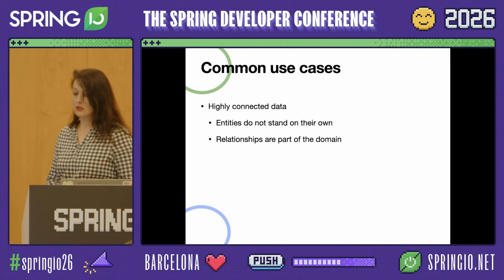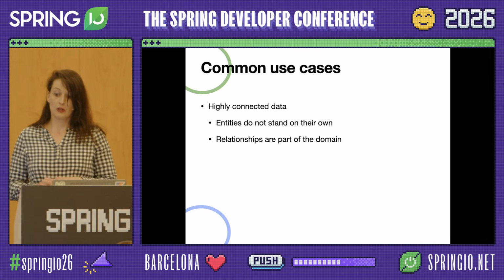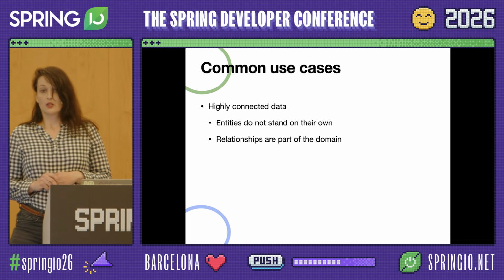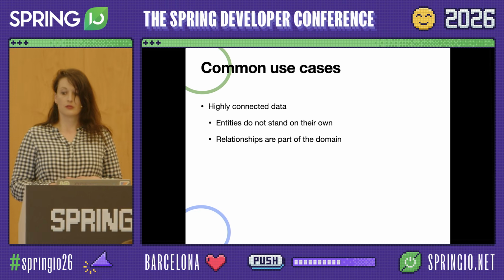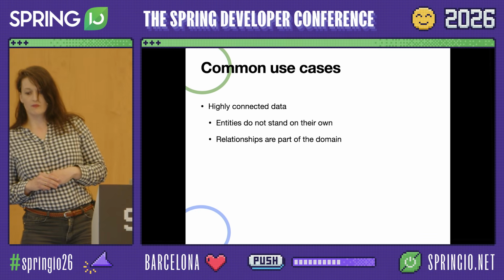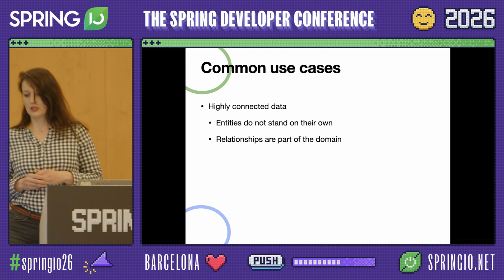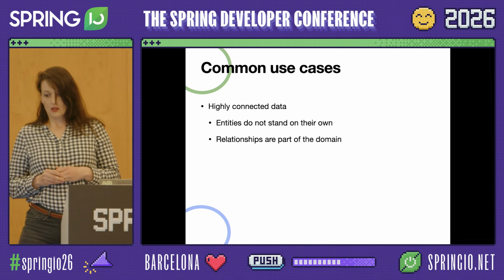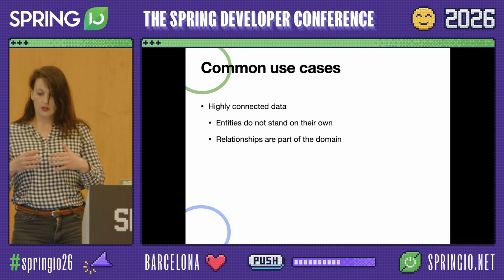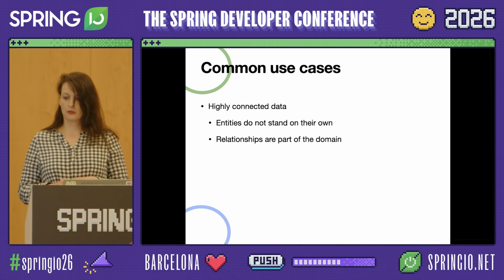Some common use cases to use graph databases, obviously, it's very valuable for domains where data is highly connected. Entities should not stand on their own on a graph. Mathematically, a dangling node could represent a graph. But is that a useful graph? Just one node with no relationships? Well, no, it's not. And not only that, relationships are very much their own part of the domain as well. They hold very valuable information of that domain.